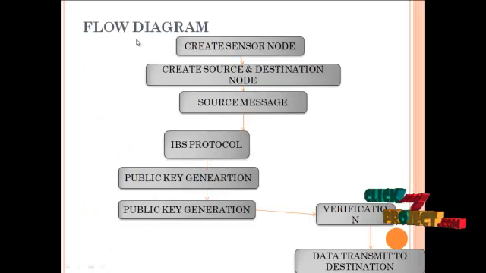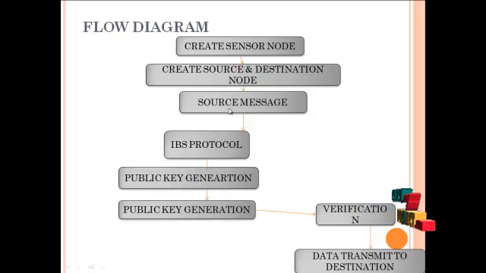Then we have to show the flow diagram of our process. First of all, we have to create the sensor nodes. The sensor nodes are a must for cluster formation and for choosing the trust authority, and then we create the source and destination nodes. We select how many source and destination nodes we want, and also select the source and destination. The data should be sent from where to where, and we apply the source message. The source message is the input data.